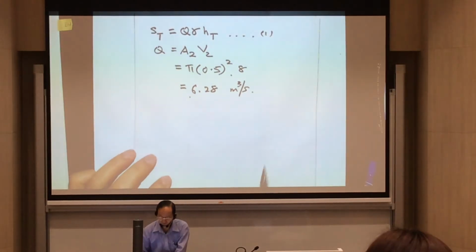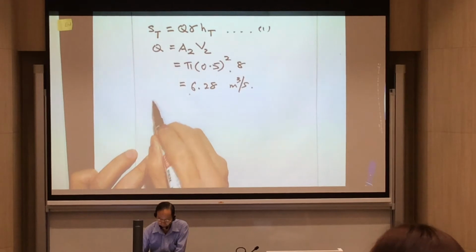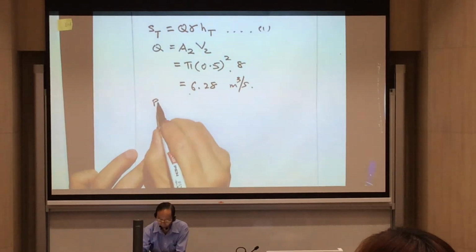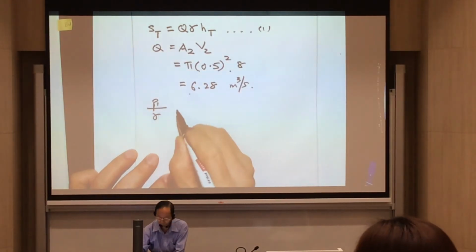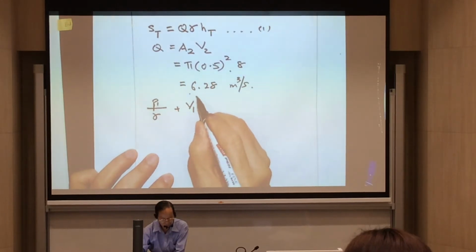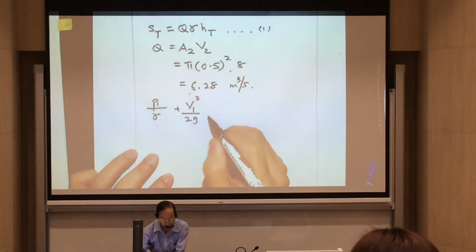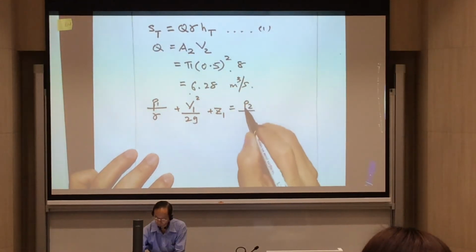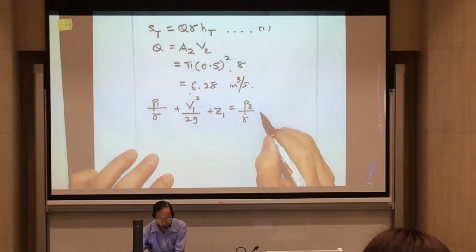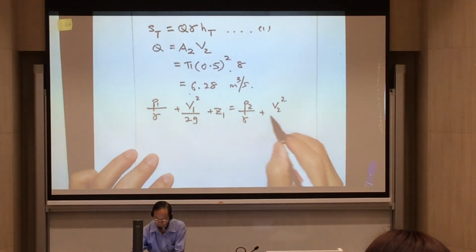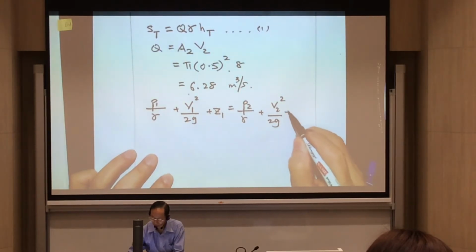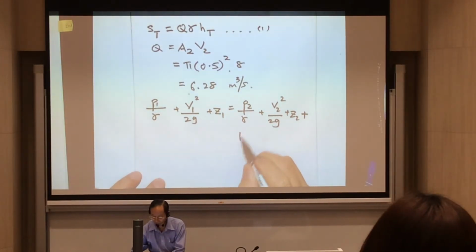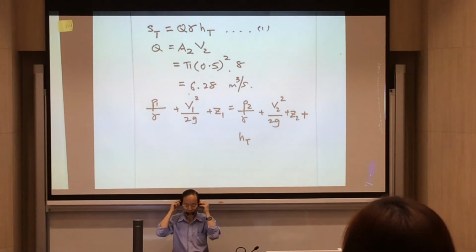Okay, the turbine head. So we use Bernoulli's principle for the expression, where at point 1, the top free surface of the lake: P1 over gamma plus V1 squared over 2g plus Z1 is equal to P2 over gamma plus V2 squared over 2g plus Z2 and plus what? HT. Is that correct?